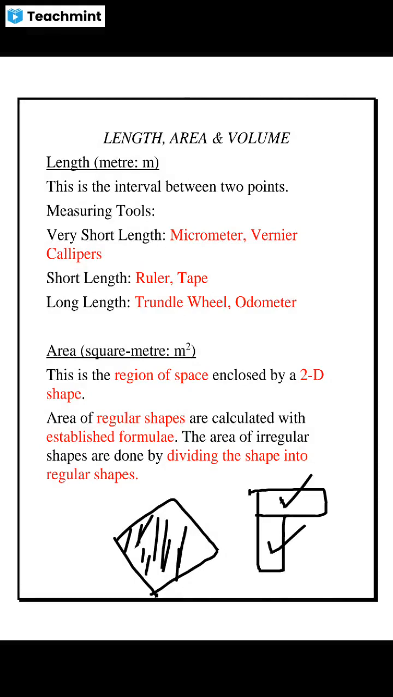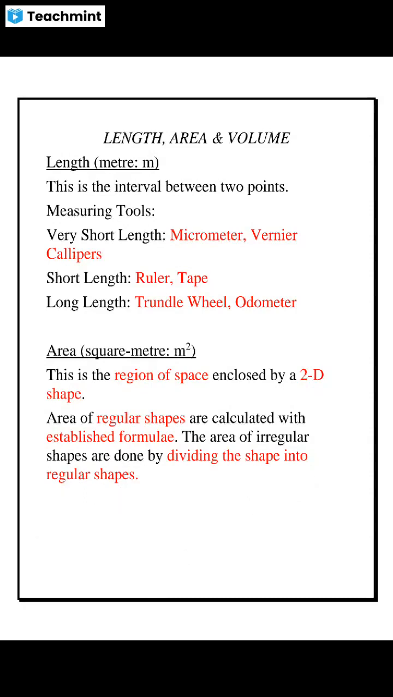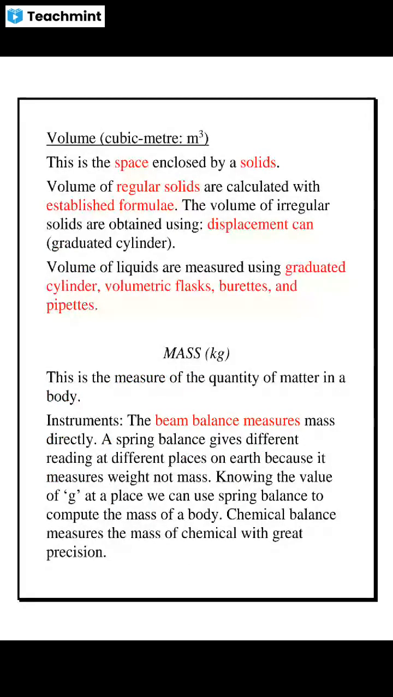Sometimes you can even convert. For example, look at this. This is an irregular shape, but I can divide it the way I like. There's a triangle here, there's a triangle here. I can measure this triangle, and I measure this triangle. That's how to measure the area of an irregular shape. So let's proceed. Now, how do we measure volume?